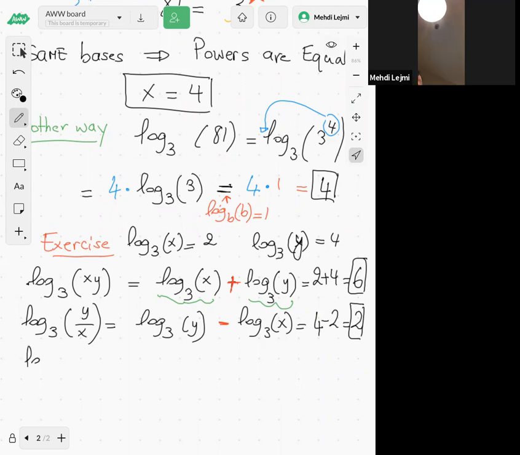Now, if you have the other way, if you have log base 3 of x over y, then x is in the top, so we start with x.